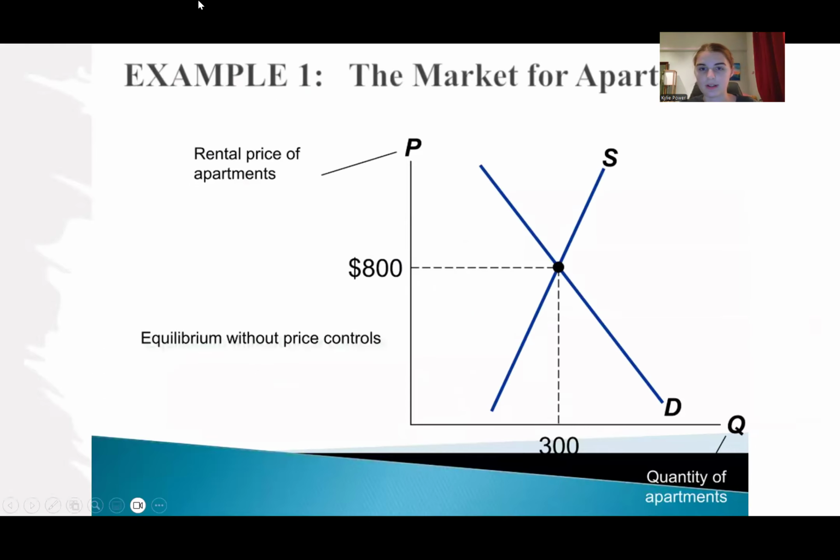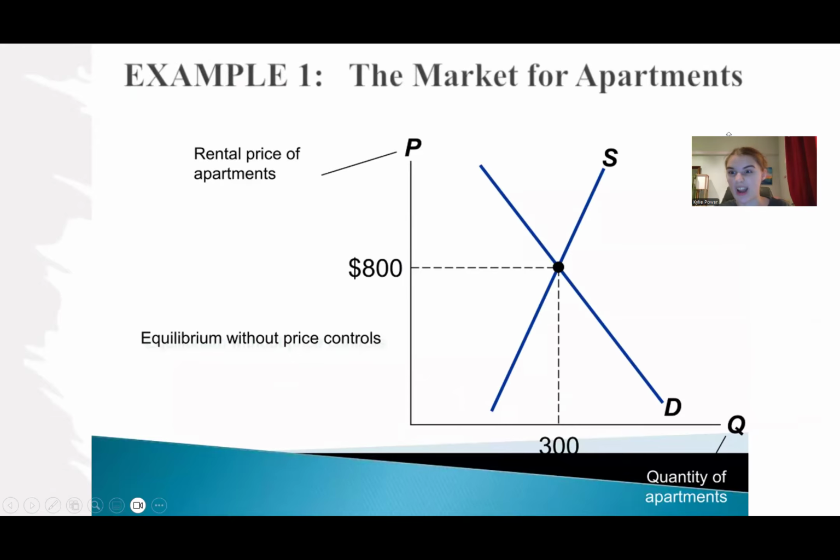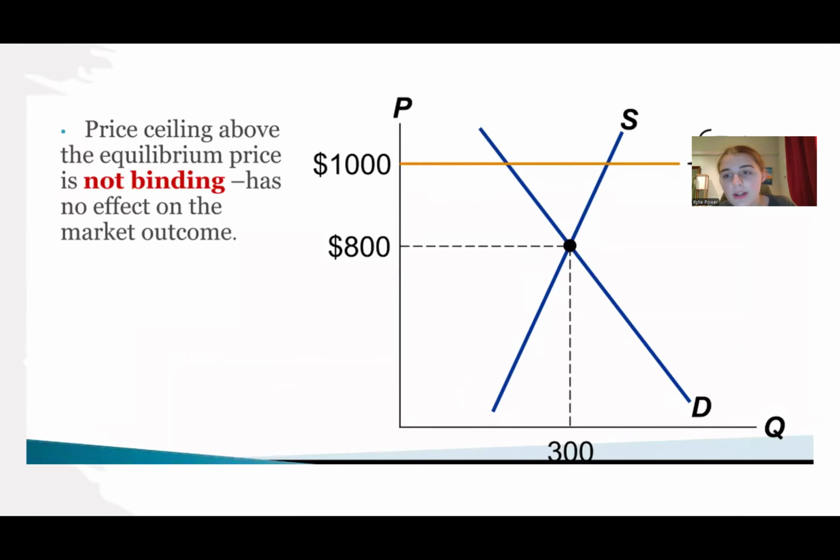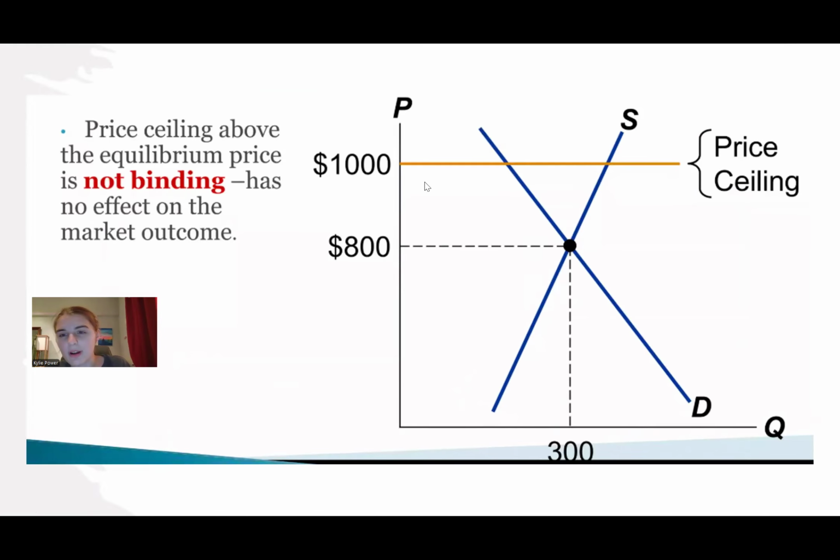So for an example, right? If we have our apartments market, right? Rent market. The rental price of apartments, or equilibrium in this case, without any controls on it, is 800 for 300 units available, right? The average price is about $800. There are 300 units available. If we put in a price ceiling way above this equilibrium, it has no effect on our outcome, right?